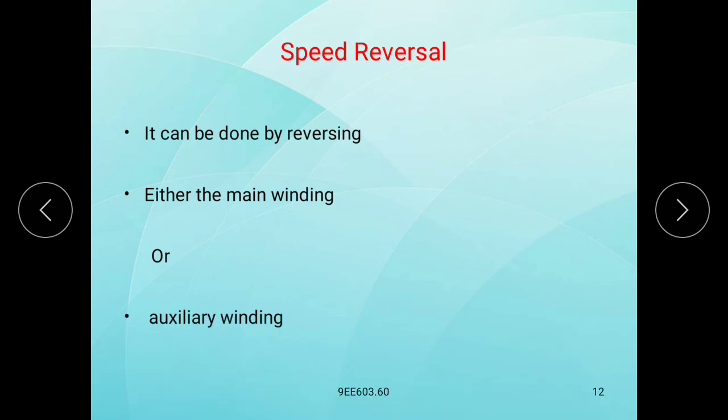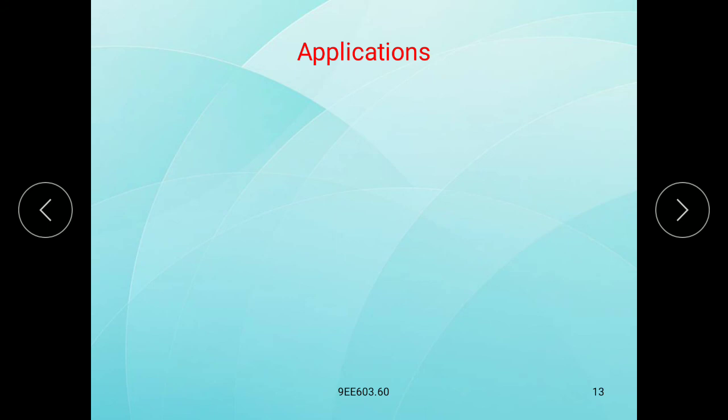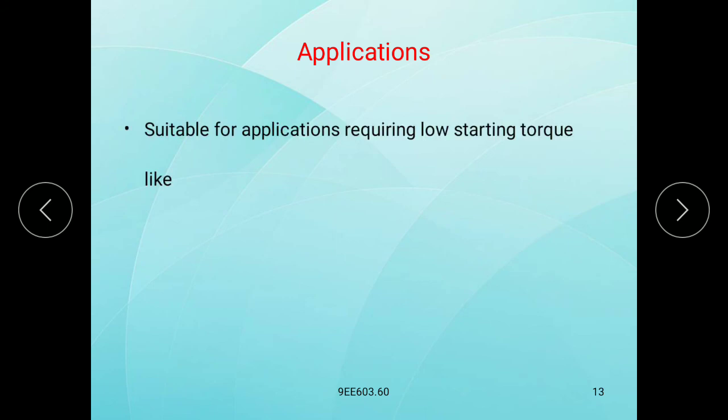So here, the speed reversal can be done by reversing either the main winding or the auxiliary winding. Here the applications of the permanent capacitor motor: suitable for applications requiring low starting torque like fans, blowers, oil burners.